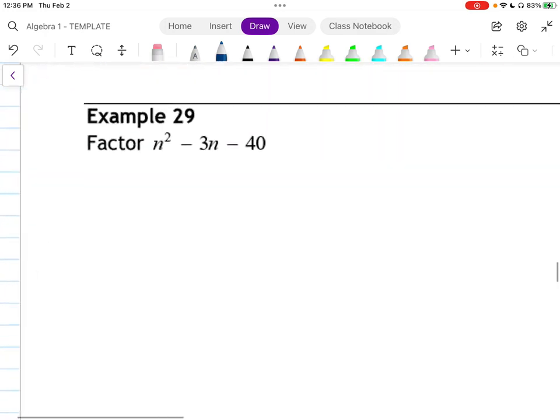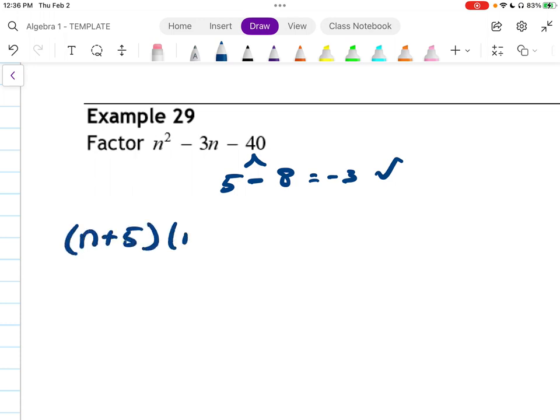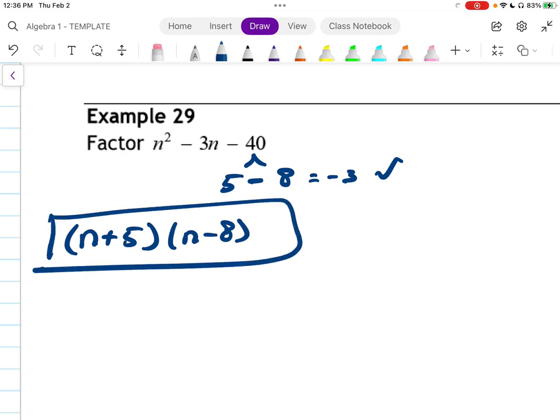29. We're looking for two numbers that multiply to be -40 and add up to be -3. I'm thinking 5 and 8. 5 times 8 is 40. We want it to be a -40, so one of them needs to be negative. And they add up to be a -3, so it needs to be the bigger one. So 5 minus 8, that gives us -3. That works out for us. So it's going to be n plus 5, n minus 8. And there we are.